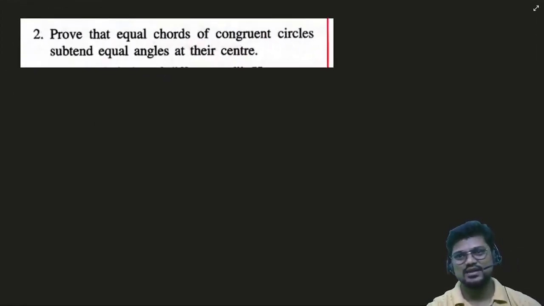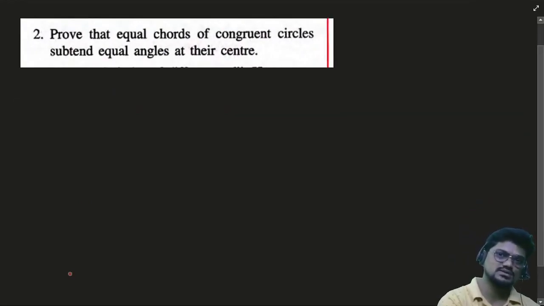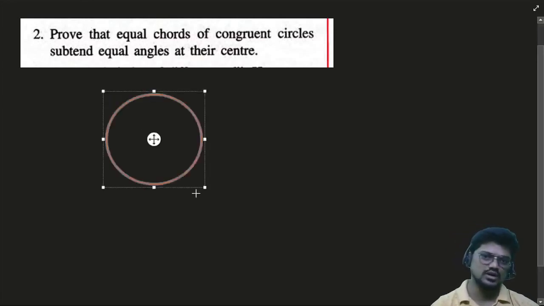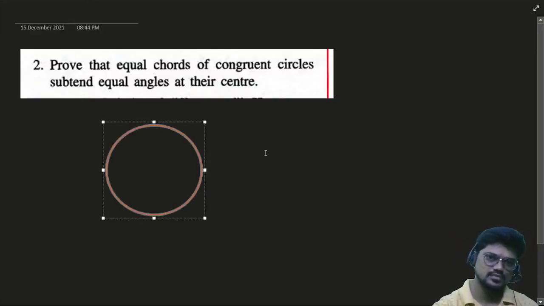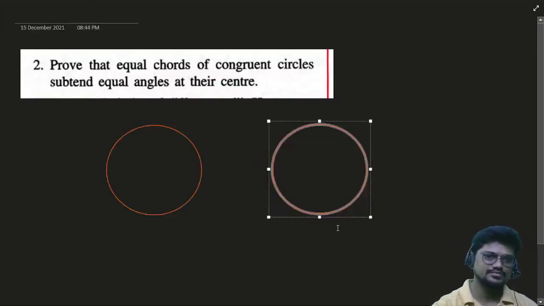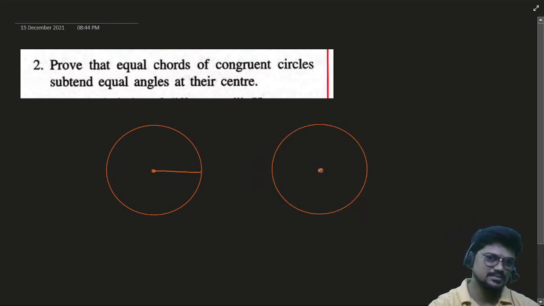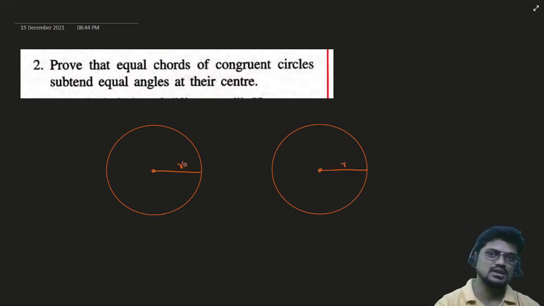Okay. The next is prove that equal chords of a congruent circle subtend equal angle at their center. It's the same thing. See what you have. The two circles are congruent. The two circles will be congruent when their perimeter is equal or area is equal, or the simple way, when their radius is equal. In simple language. Prove that equal chords of a congruent circle subtend equal angle at their center.